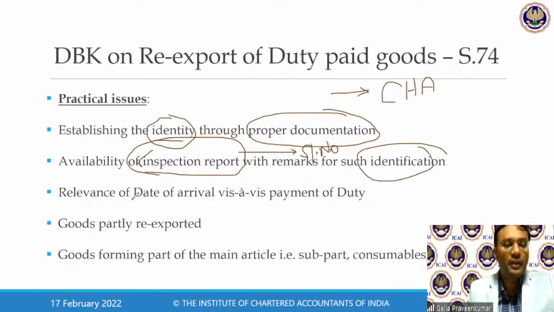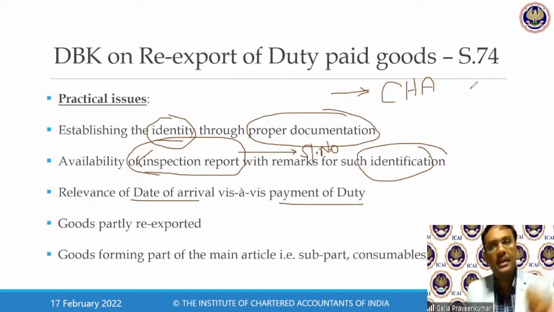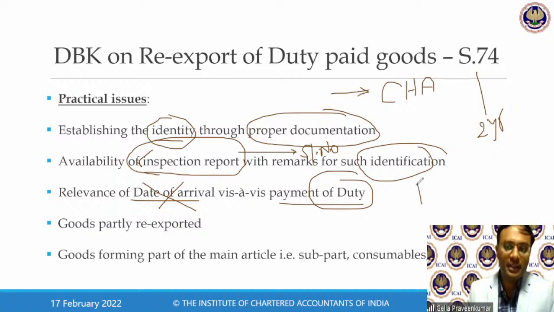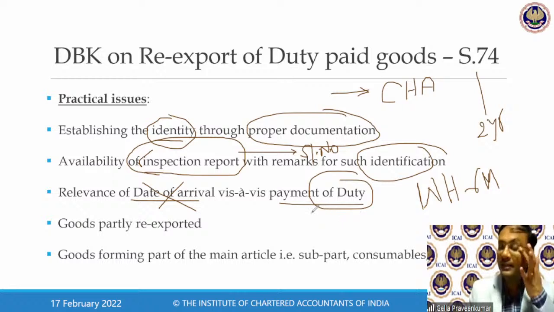Then, the relevance of date of arrival compared with payment of duty. Please remember, when I have the time limit of 2 years, this calculation of 2 years will be done from the date of payment and not on the basis of the date of arrival, not on the basis of your warehouse. Sir, I could have a mechanism where the goods which are imported, I have kept in a warehouse. After 6 months, I have cleared them from the bonded warehouse. Say, assuming arrival happened on June 21.